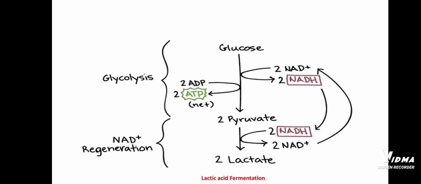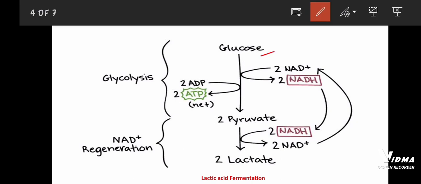The second one is lactic acid fermentation. Here likewise glucose is converted to pyruvate in the process of glycolysis. Here also NAD plus is converted to NADH. Then if 2 pyruvate is converted to lactate or lactic acid in the presence of the enzyme lactate dehydrogenase, that is known as lactic acid fermentation. Here also 2 NADH are oxidized to NAD plus, and the NAD plus is regenerated and used in this reaction.